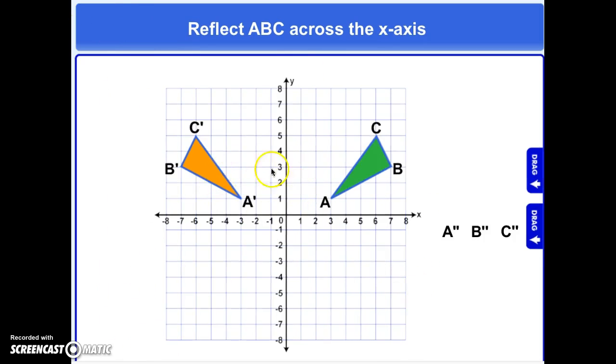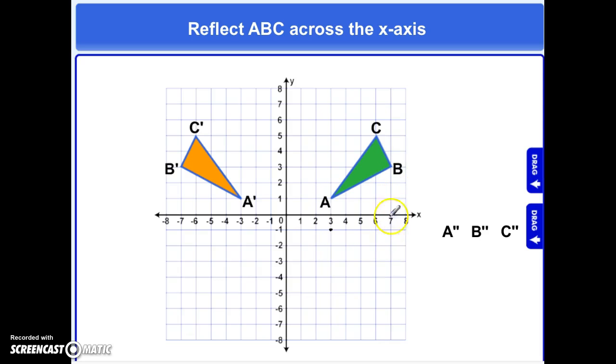Now that we've reflected it over the y-axis, we're going to take the same figure, ABC, and now we're going to reflect it over the x-axis. It's going to be the same process, only now instead of it being the same distance from the y, it's going to be talking about the x-axis. We're going to move it vertically. So now we're looking at point A as it relates to the x-axis. It's 1 unit away. It's still 3 units from the y, but we're going to count this way, and we're going to mark our point A prime there.